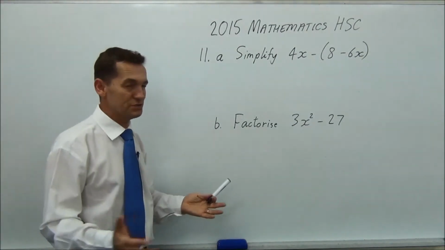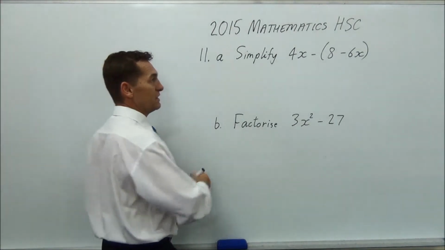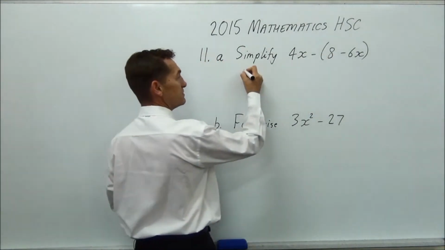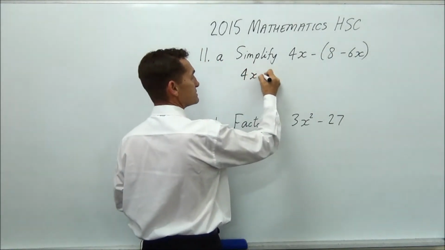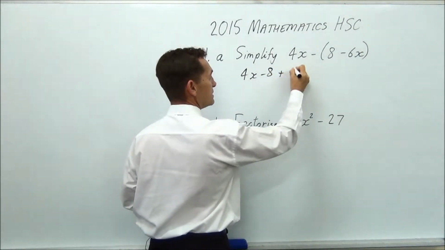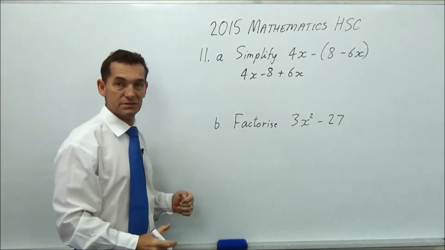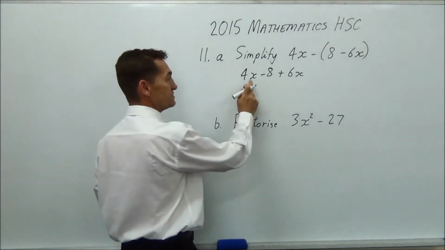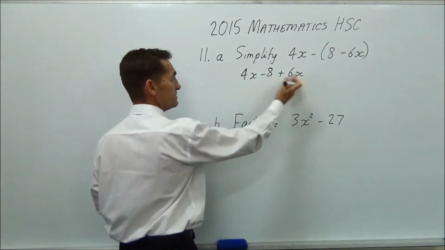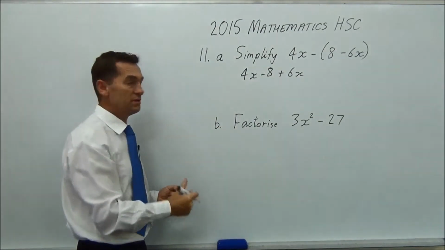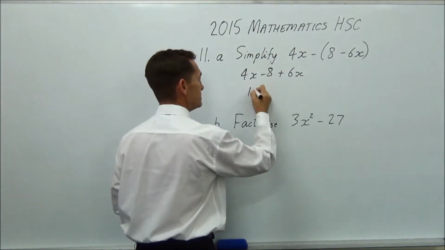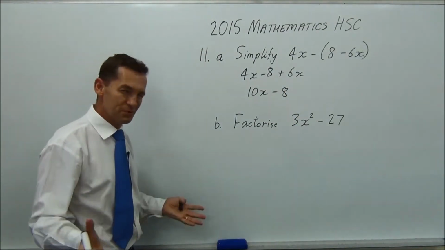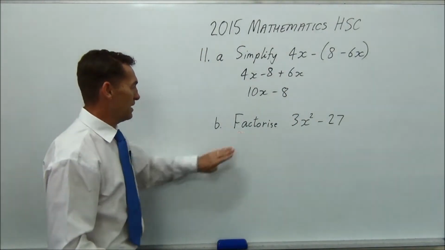This is basic algebra, you should be able to do this. The negative just reverses the sign of everything inside the brackets, so we get 4x minus 8 plus 6x. Now we're going to join together the common terms. So the only common terms are the 4x and 6x. The 8, there's no other single numbers on their own. So 4 plus 6 is 10. 10x minus 8, and you're done. Pretty straightforward. You should be fine.